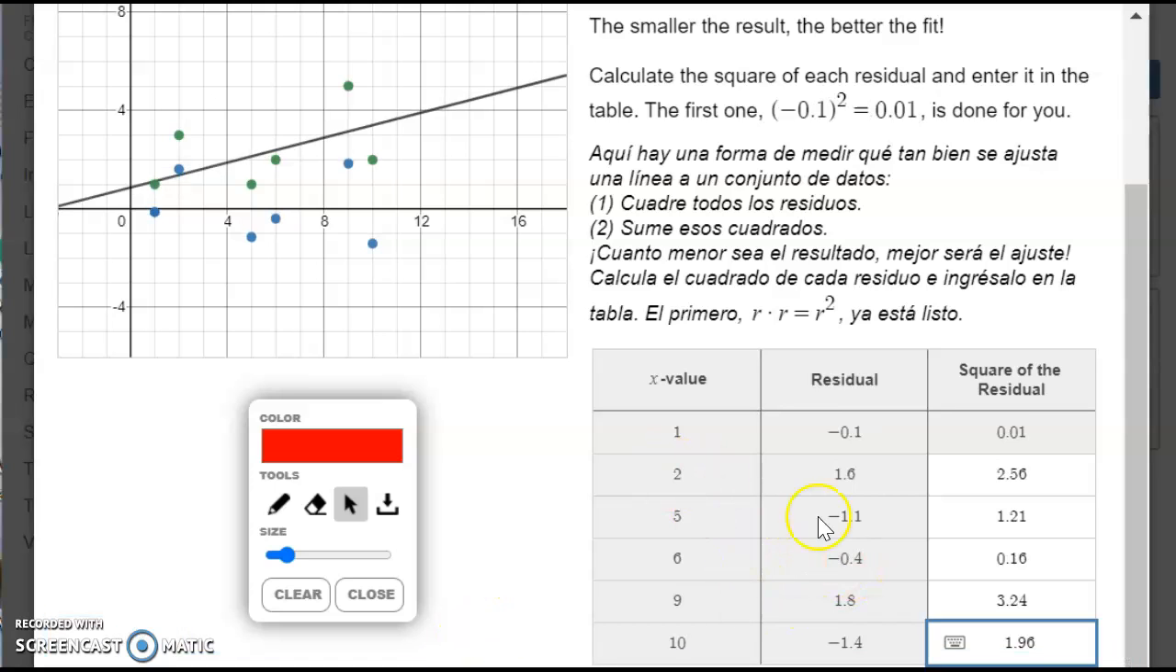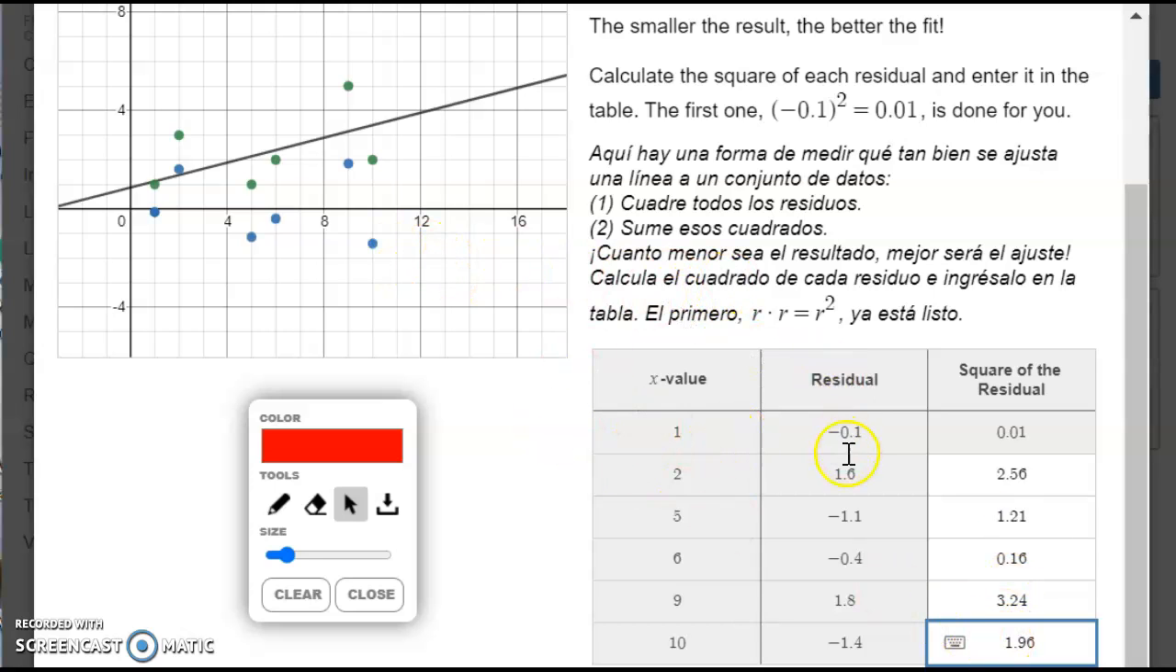I lost my graph, so I had to redo the calculations, so the numbers might be slightly different than what I had before. Look what happens when you square the residuals: all the numbers are positive, because negative times negative is positive.